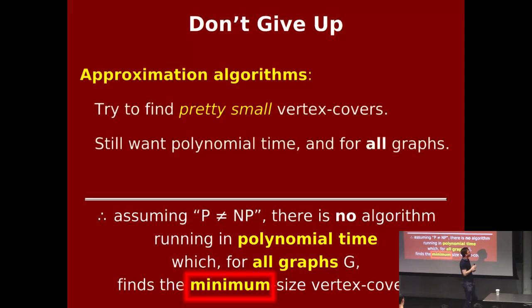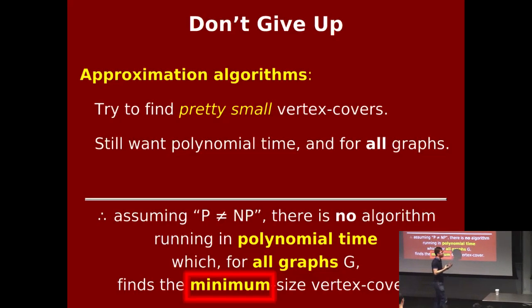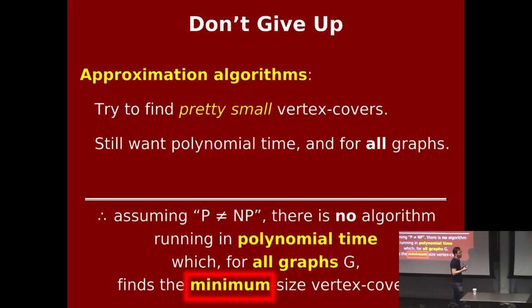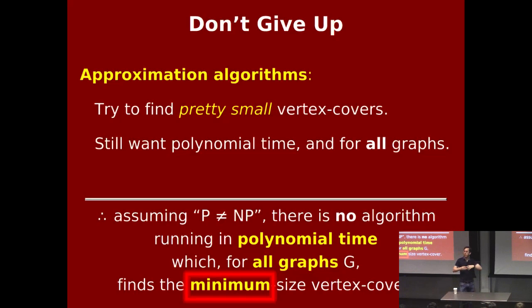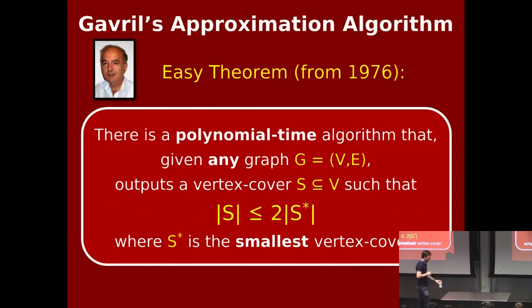Okay, approximation algorithm is always, well, in this case, it's about trying to find pretty small vertex covers in polynomial time for all graphs. Or for other kinds of problems, like finding the largest clique in a graph. Maybe we're going to relax the requirement that you find the largest clique. You have to just find a pretty large clique. And in fact, this is possible. It depends quantitatively on what you're shooting for, but sometimes this can be done.